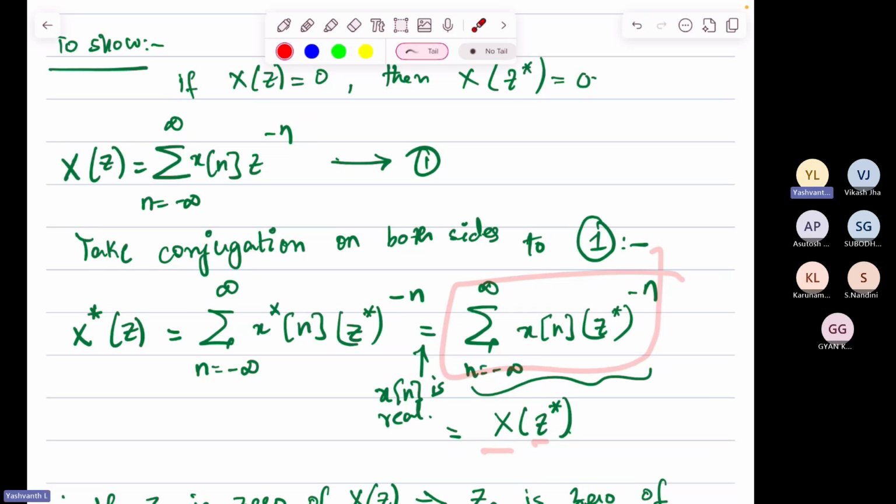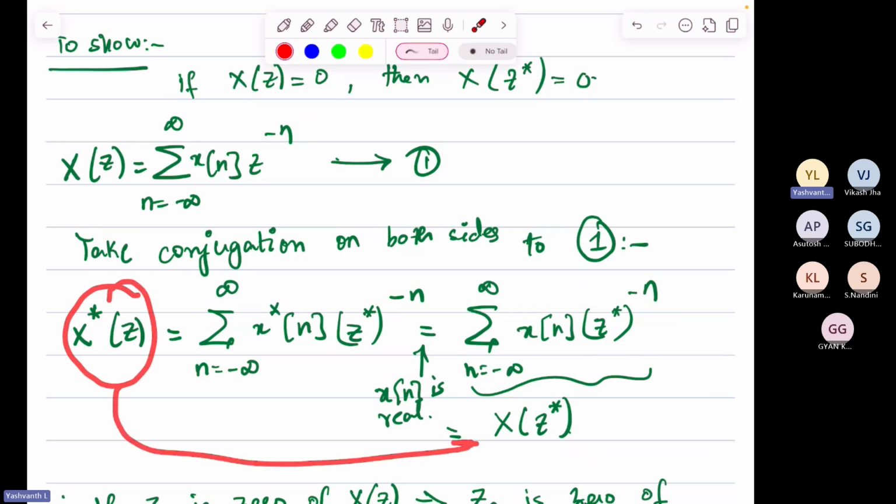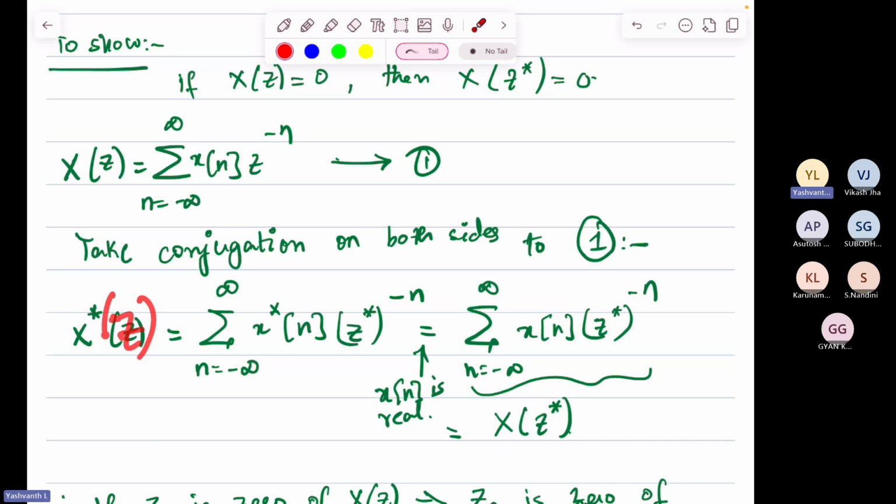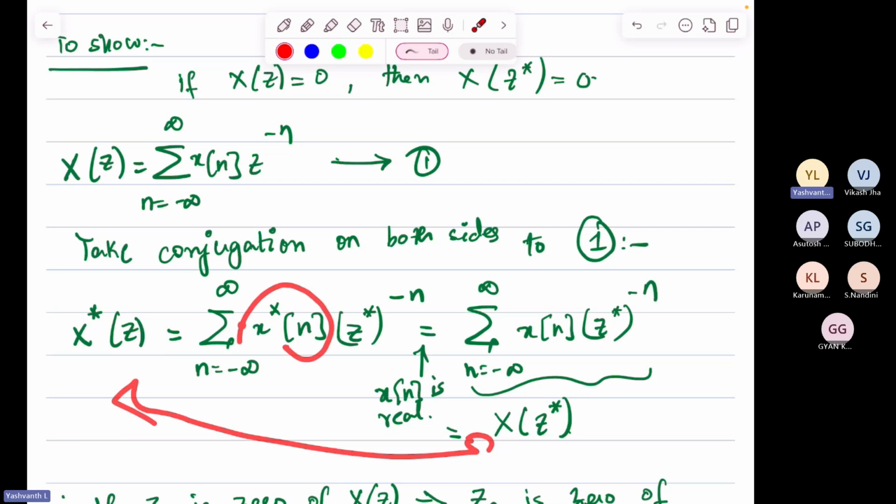Okay, basically because if you see instead of z you have z conjugate, so it is nothing but x of z conjugate. So what we have seen first is that x conjugate of z is same as x of z conjugate. That is, you compute the value of the z transform at z and then you do whole conjugation. That is same as first conjugating the z and then computing its value at x of z conjugate. Both will yield the same value if x of n is a real signal.